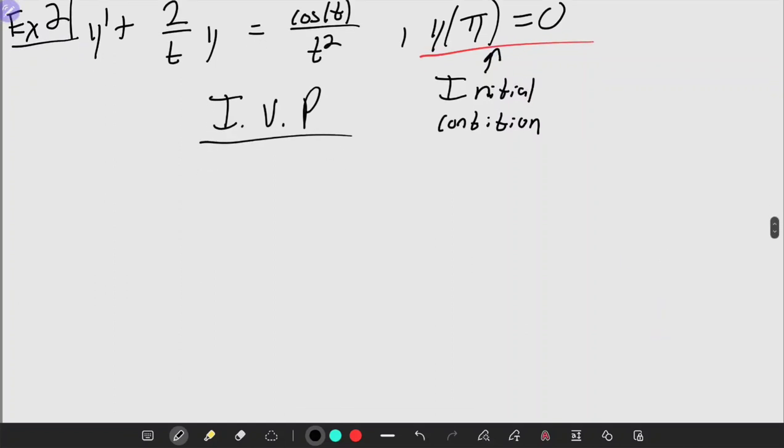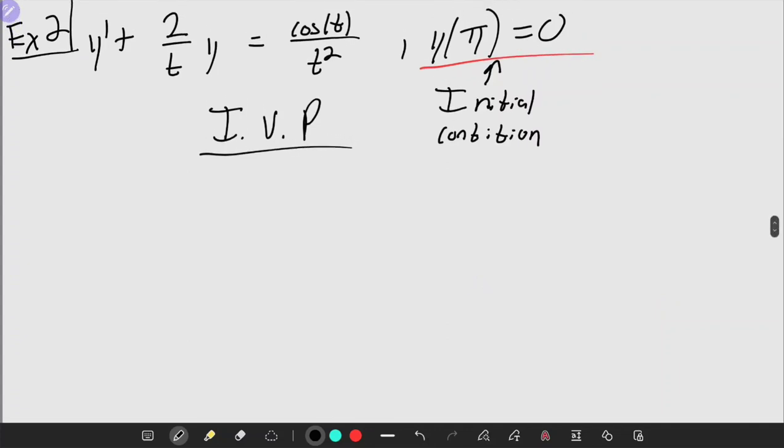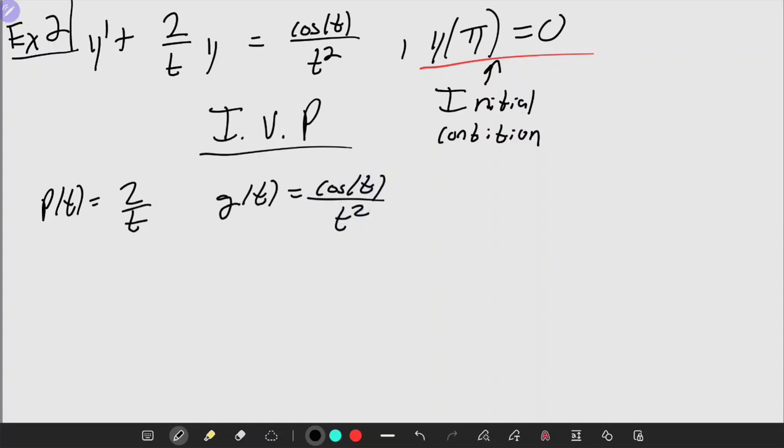So we're going to solve this differential equation the same way we solved the last one. Now, if you look at it, it's already in the standard form, right? This is our P of t. So our P of t is 2 over t. And our G of t is equal to cosine t over t squared.